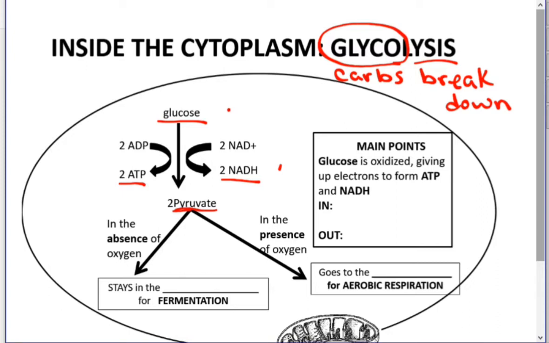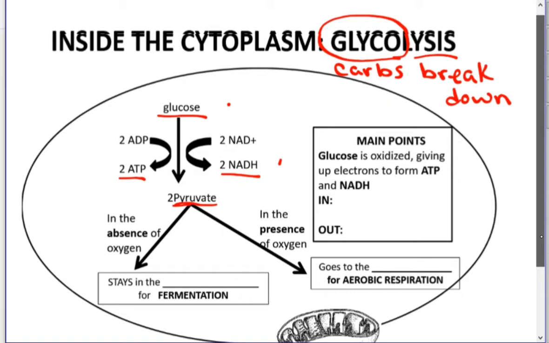Okay, so look at your chart. That is one of your reactants, right? We've dealt with glucose. Glucose is broken down in glycolysis. What reactant is left? Oxygen. We are not going to use oxygen until the very, very end. Okay, so this is our first step, and it's happening in the cytoplasm. Okay, it does not require oxygen yet.